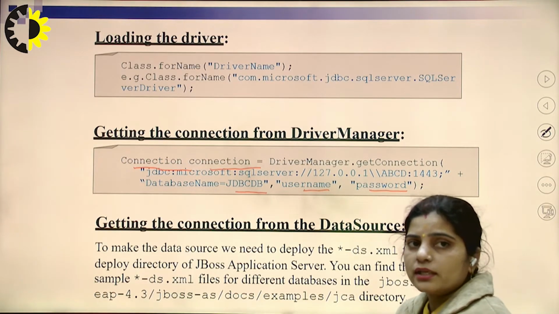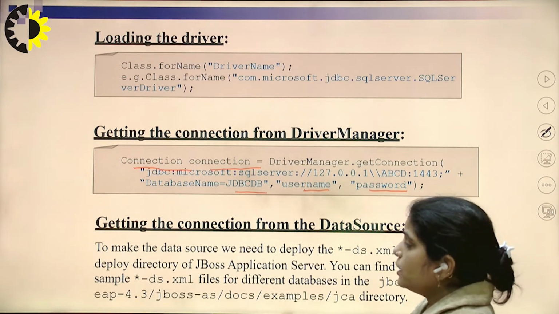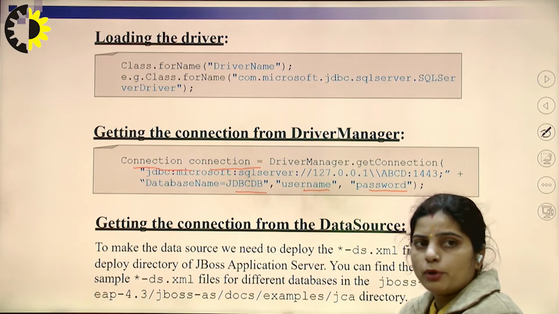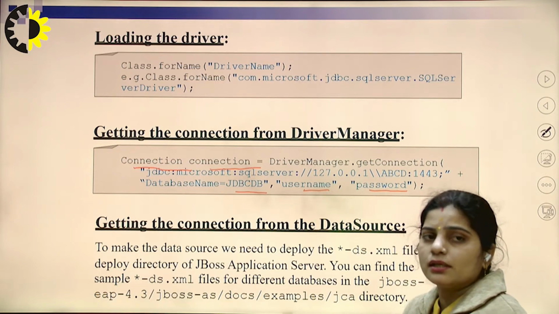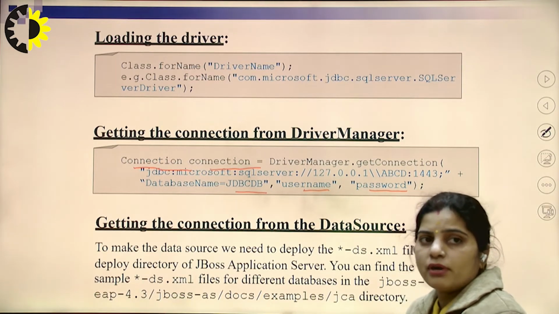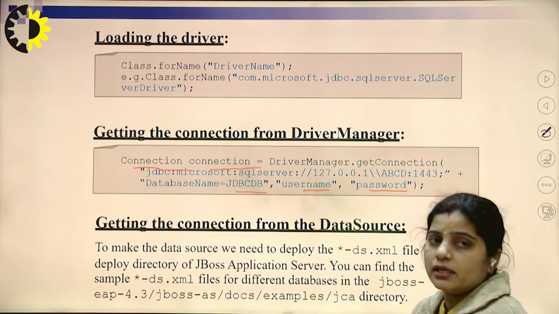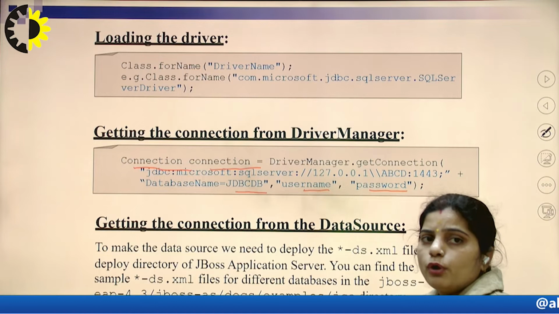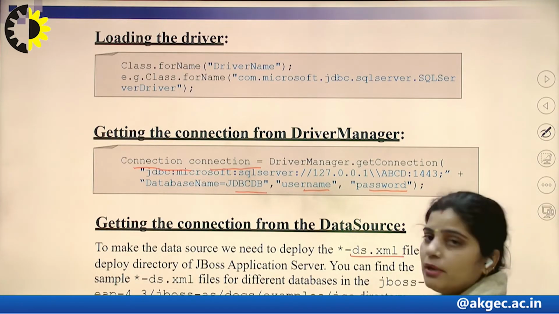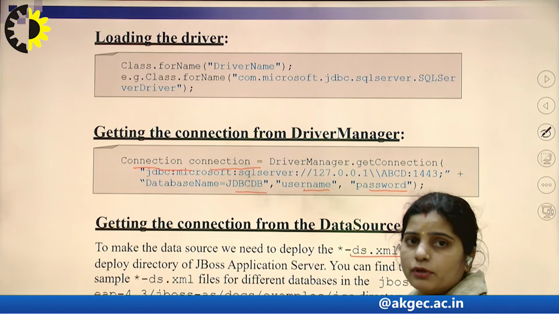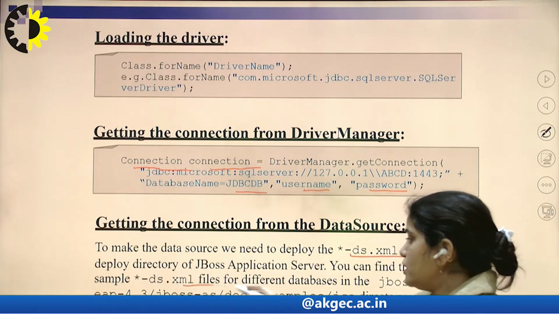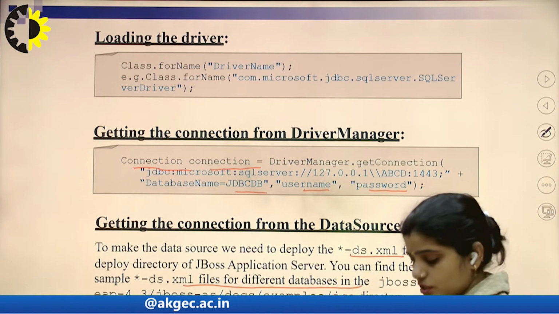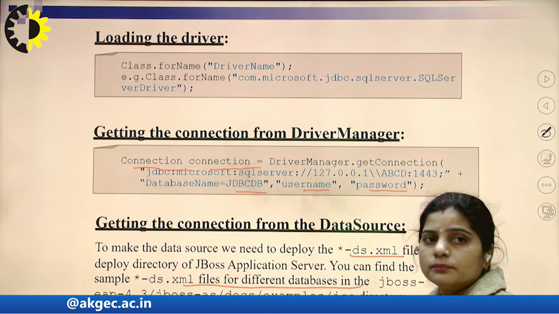Now we are going to get the connection from the data source. To make the data source, we need to deploy the *-ds.xml file in the deploy directory of the JBoss application server. Here an example is given of how to deploy the XML file into the directory of the JBoss application server. So you can find sample files for different databases in the JBoss application server. This is a kind of application server where XML files can be deployed.